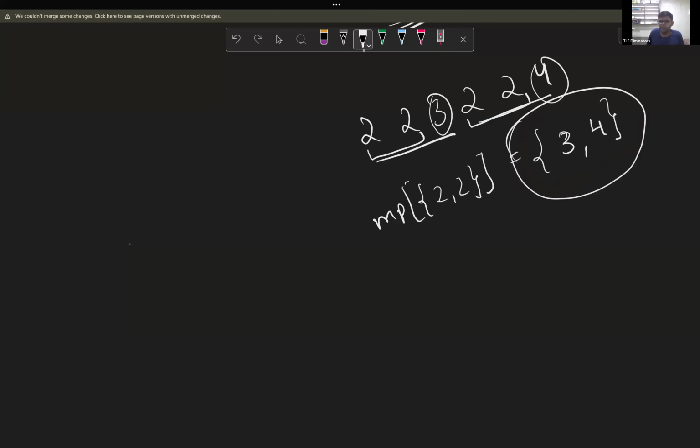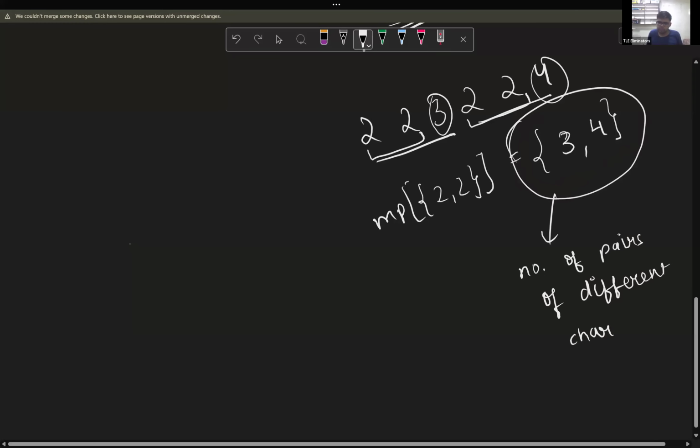Now for this vector, all you need to do is just find the number of pairs of different characters, which is a lot simpler.